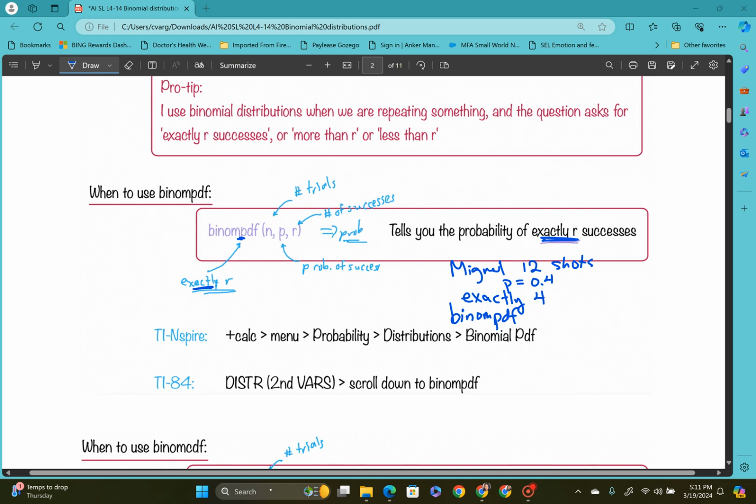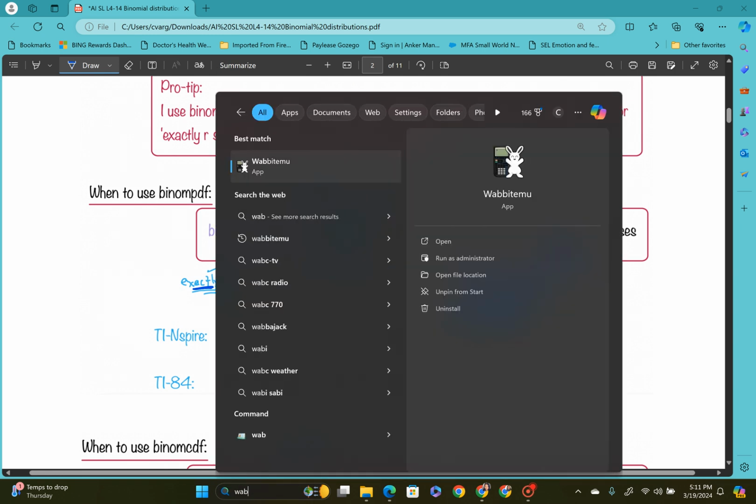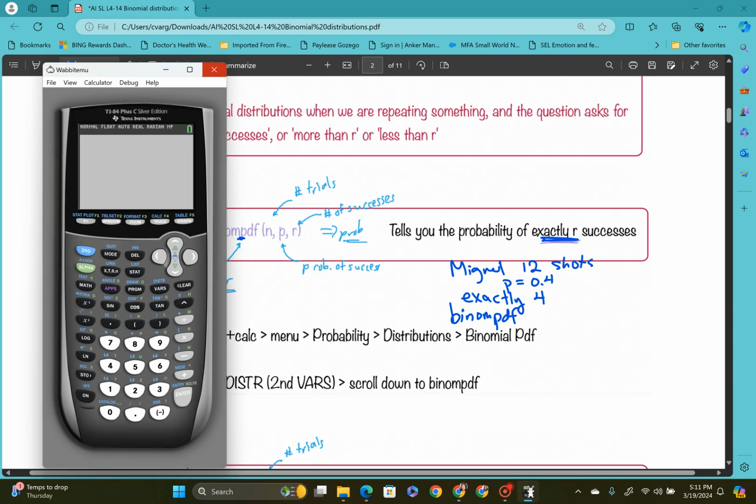Let me start that up again. Sorry, my bad. And again, you should be doing this on your calculator with you. If you hit second vars, okay, second vars, we're going to go all the way down to the bottom. I just hit the up arrow and I'm looking for binom PDF, which is choice A. So I'm going to hit enter. Then it asks you the number of trials, right? So how many times is he shooting this target? So there are 12 trials.